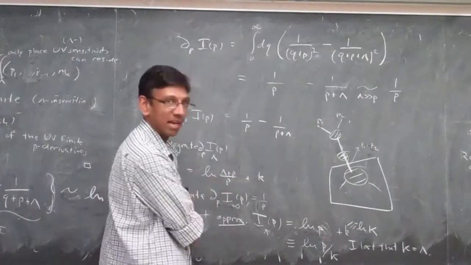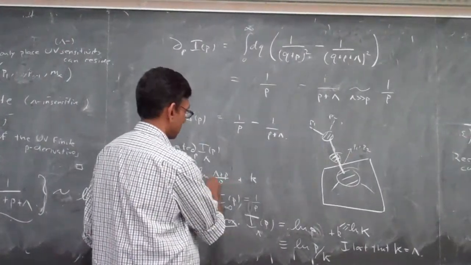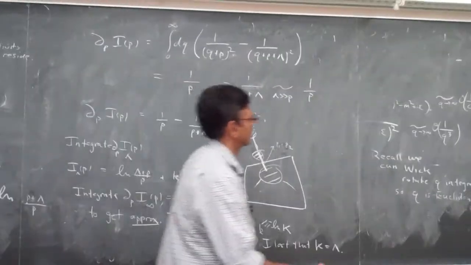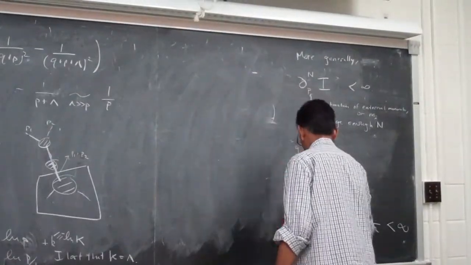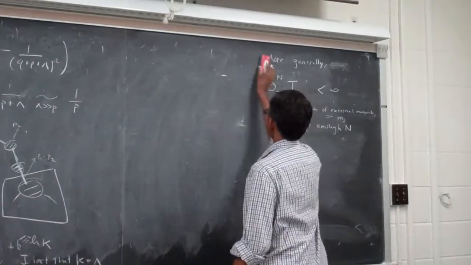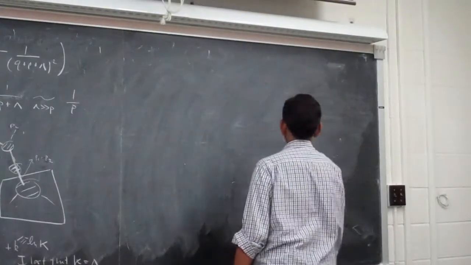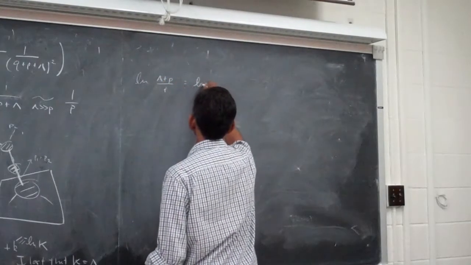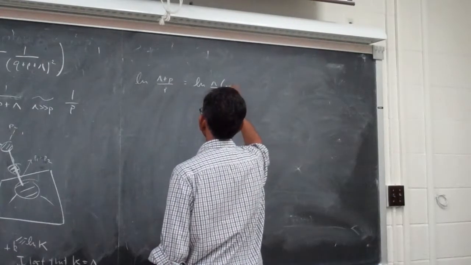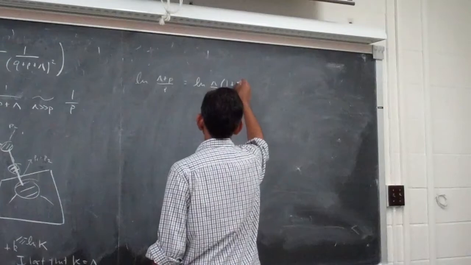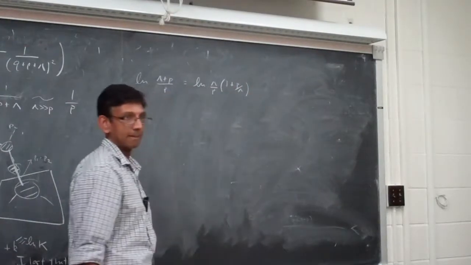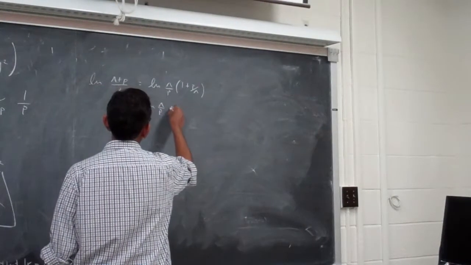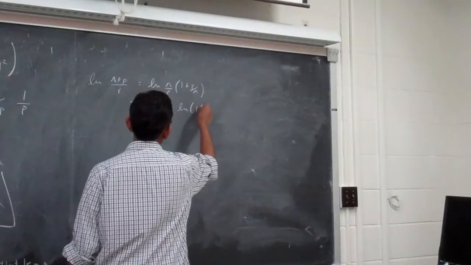So let's just look at what that would have been, okay? So correct, I was being sloppy, apparently, but I'm not, really. Times 1 plus p over lambda. So this is equal to log of lambda over p plus log of 1 plus p over lambda.